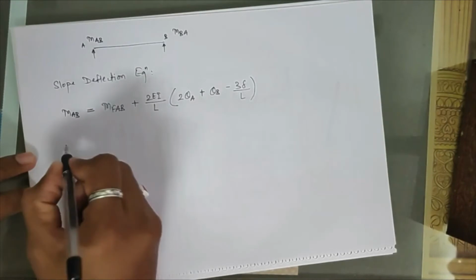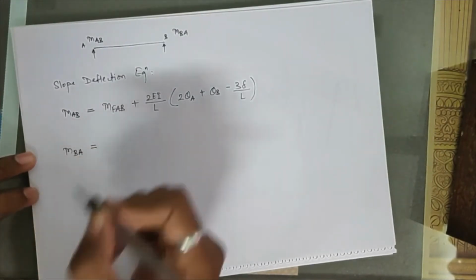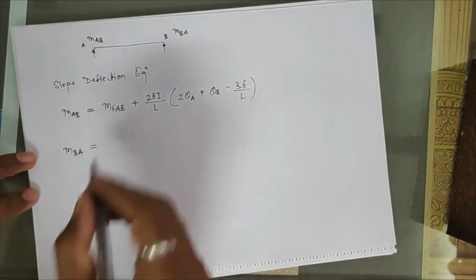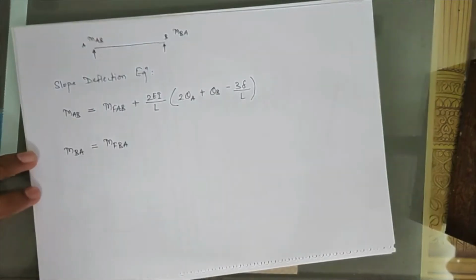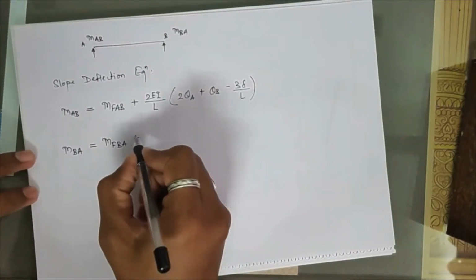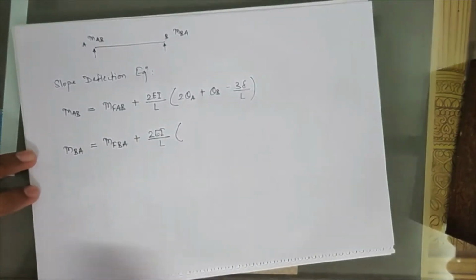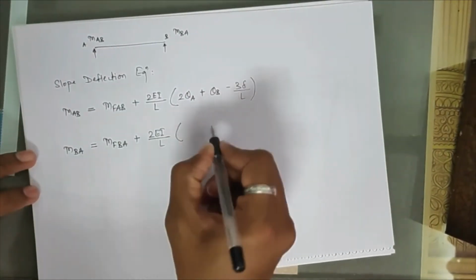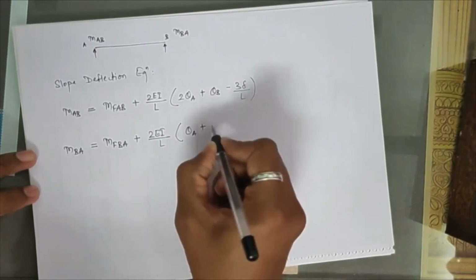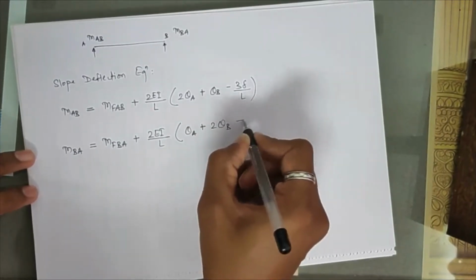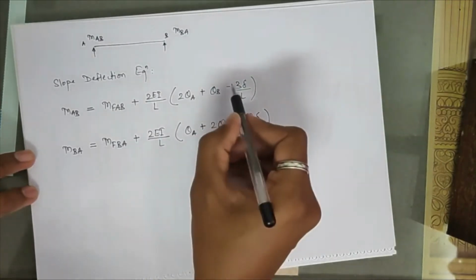And in the same way, if you formulate the equation for joint B, MBA will be equal to the fixed moment of joint B, MFBA, plus again 2EI upon L, into bracket, now the near end will be theta B, but here you will get theta A plus 2 times theta B minus 3 delta divided by L.